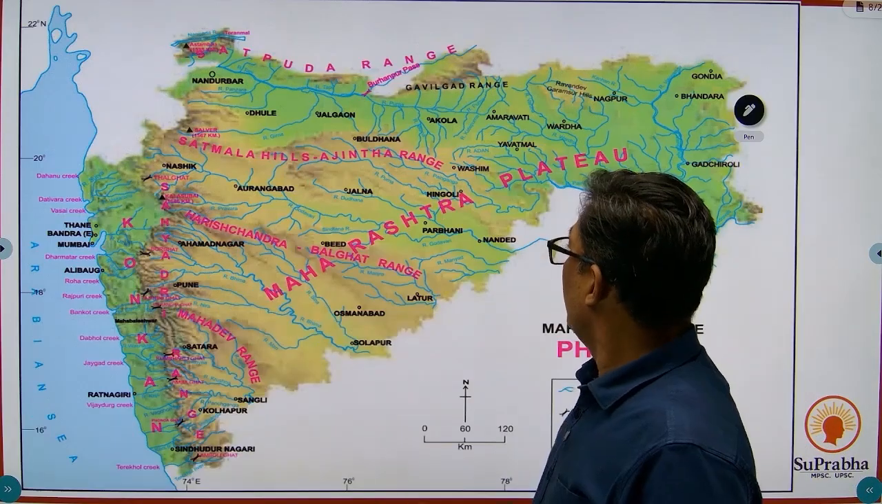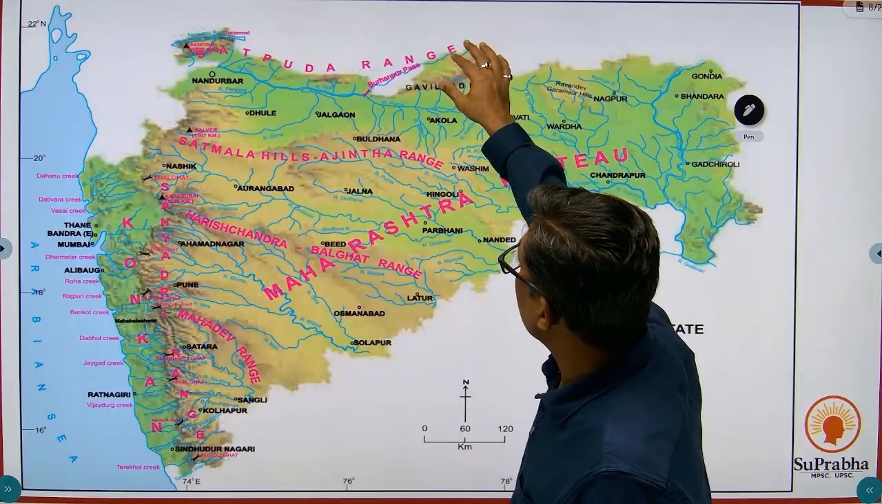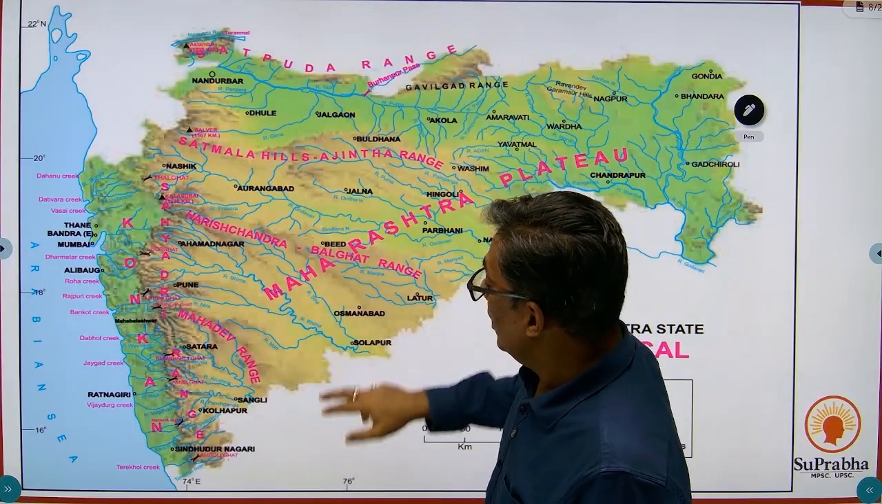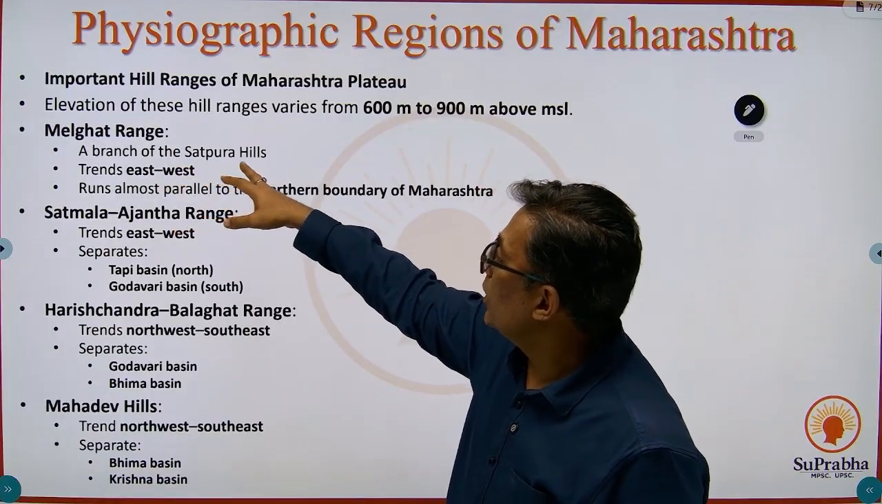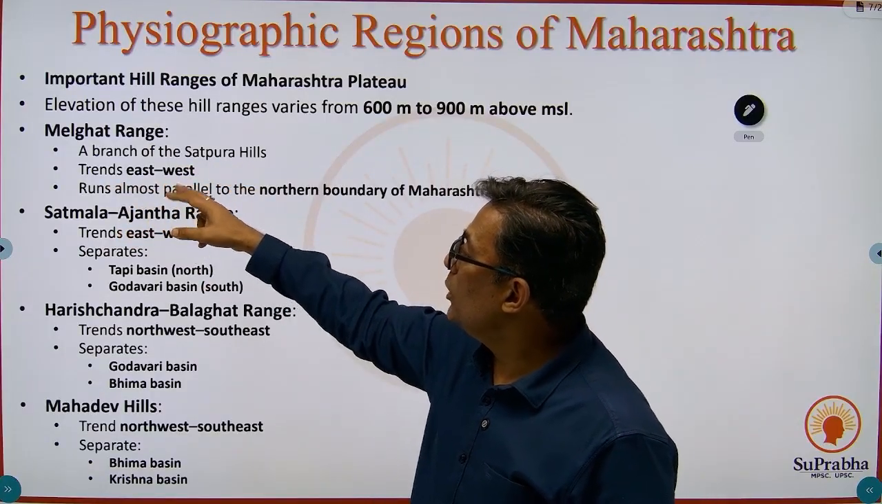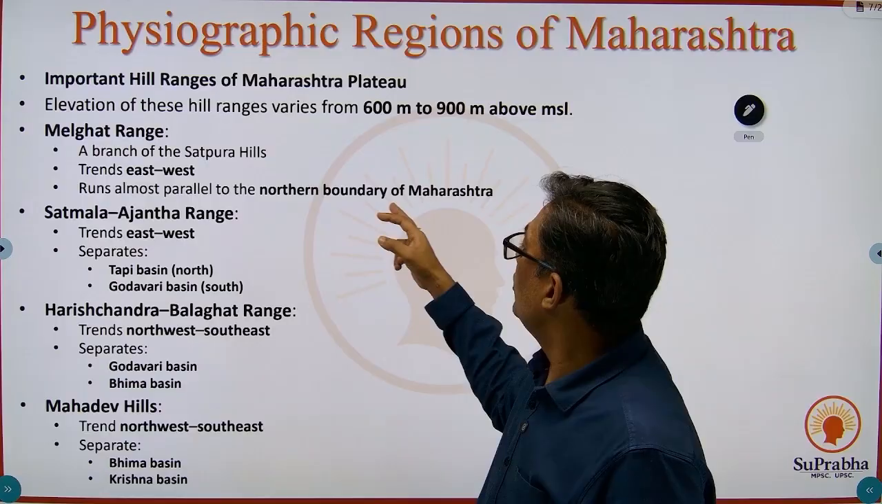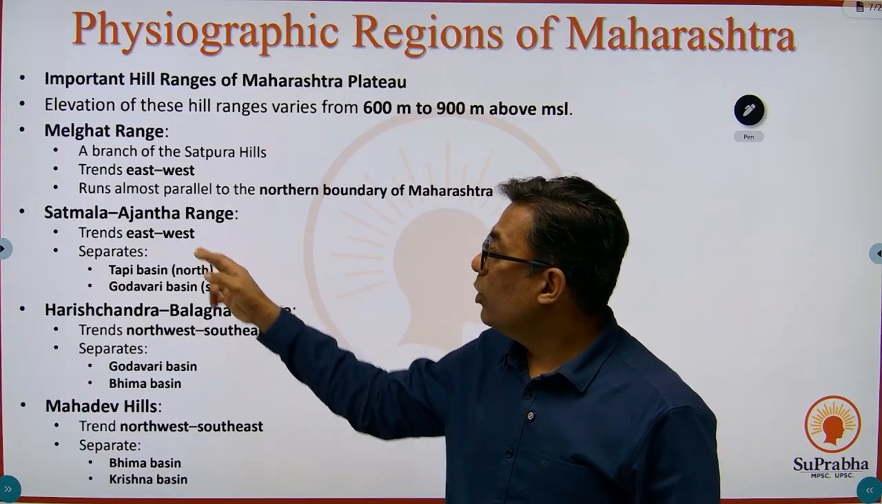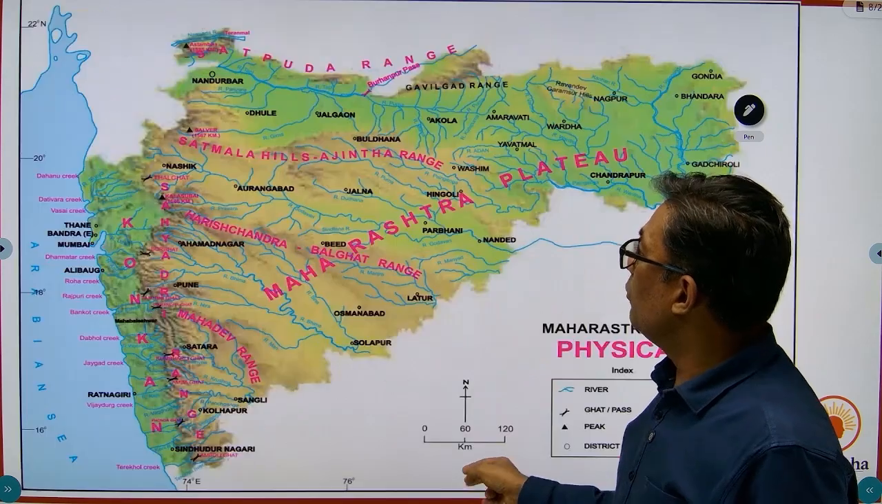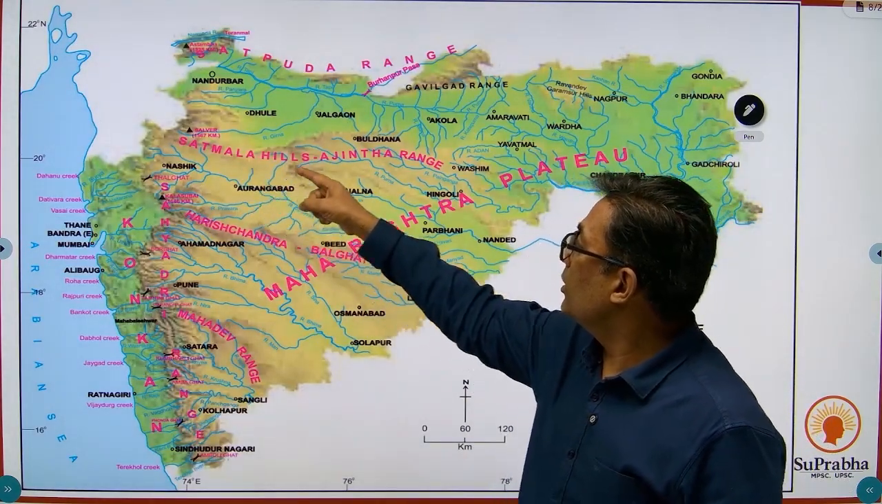Okay, so see over here you have the Melghat range. In this part, you have the Melghat range. Okay, so this is the Melghat range, a branch of Satpura Hills that trends east-west and runs almost parallel to the northern boundary of Maharashtra. That is the Melghat range over there. Then you have the Satmala Ajanta range. If you look at the map, this is the Satmala Ajanta range.